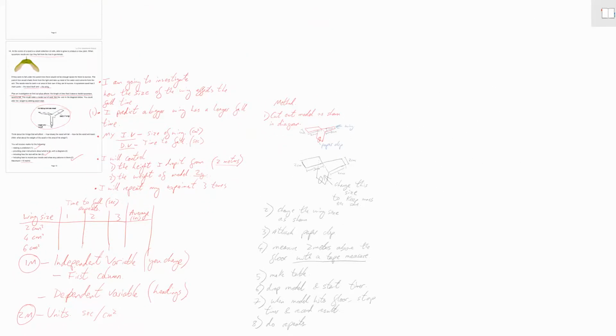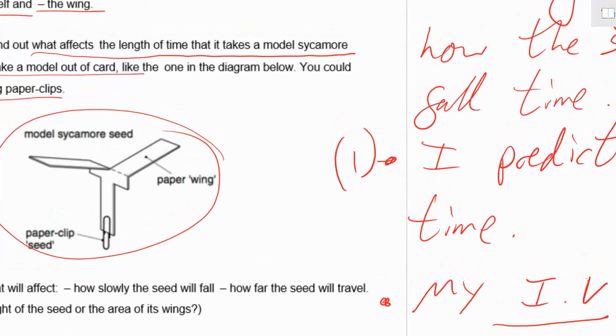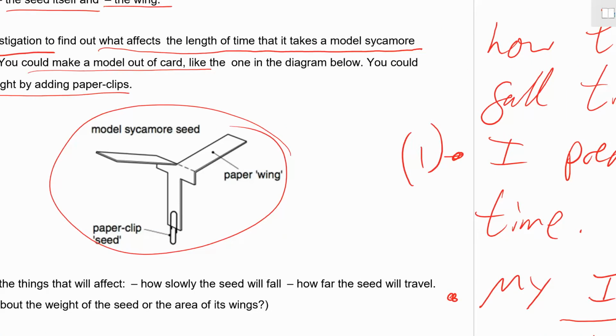I've gone into quite a great bit of detail to give you a perfect model answer. There are alternatives that you could have done, like you could have changed the weight of the sycamore seed, and that's so by adding different paper clips, and that's perfectly fine. I just wanted to show you a different potential one in case some of you choose this answer.